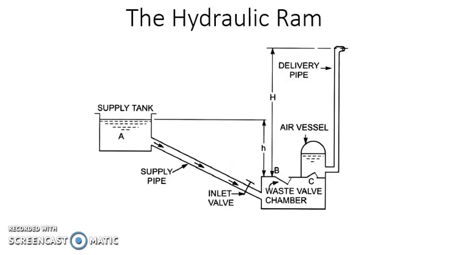When the momentum of the water in the chamber is lost, the waste valve B opens in the downward direction and the water from the supply tank begins to flow into the chamber, and this cycle is repeated.